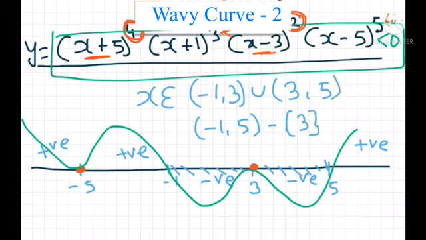There is a reason behind why at even power we are not changing the sign. We will discuss that in detail in the class, what is happening when we put an even power here, so that we will discuss later on. Now let's move on and see one more example.